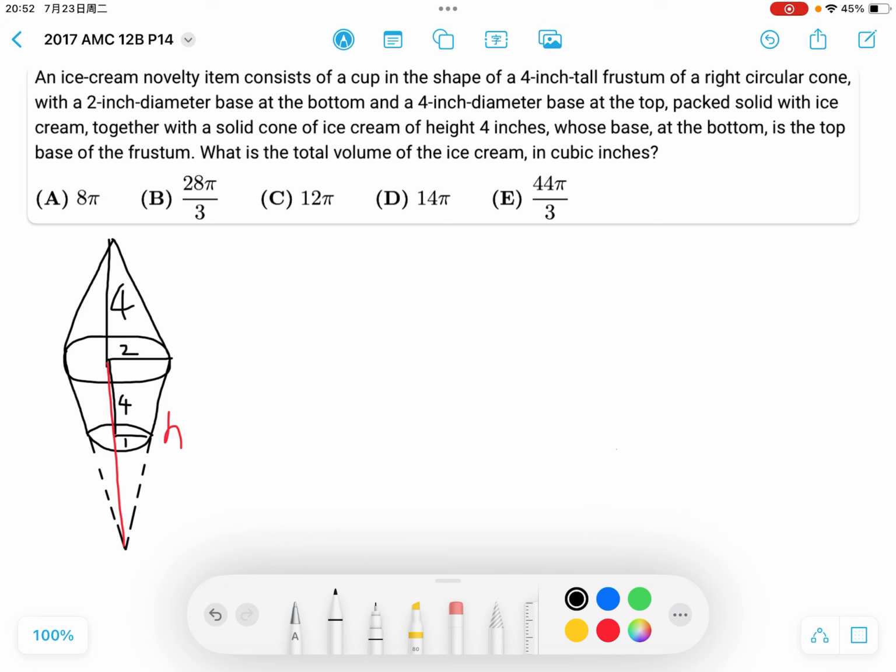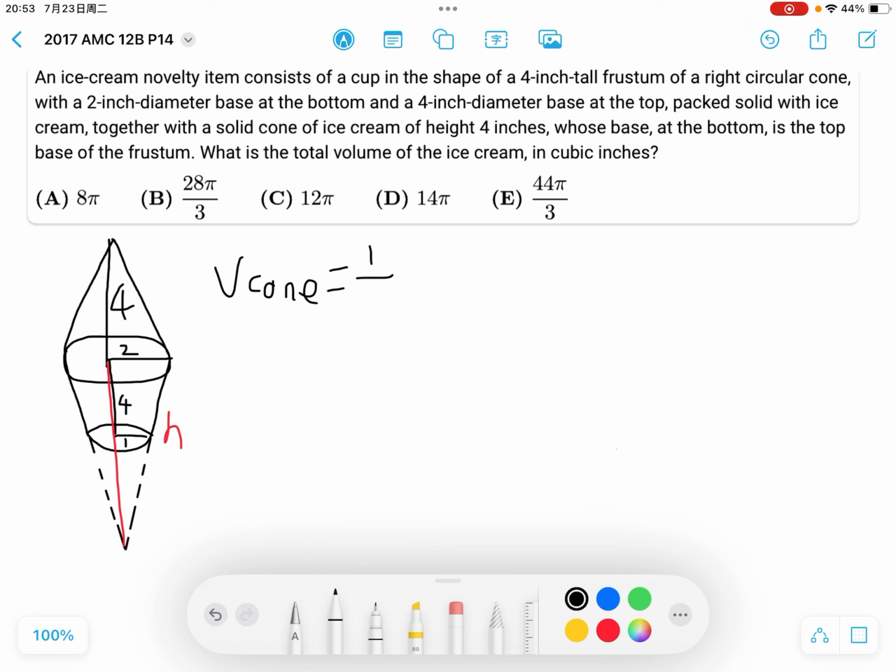We have A, B, C, D, E, 5 options. So firstly, we need to graph this problem because it's a really long problem. It's clear that we need a graph to make sense of things. So this is my graph. I've graphed it beforehand, and our ice cream novelty item is this item that is outlined in blue. So we're going to first figure out the volume of the cone.